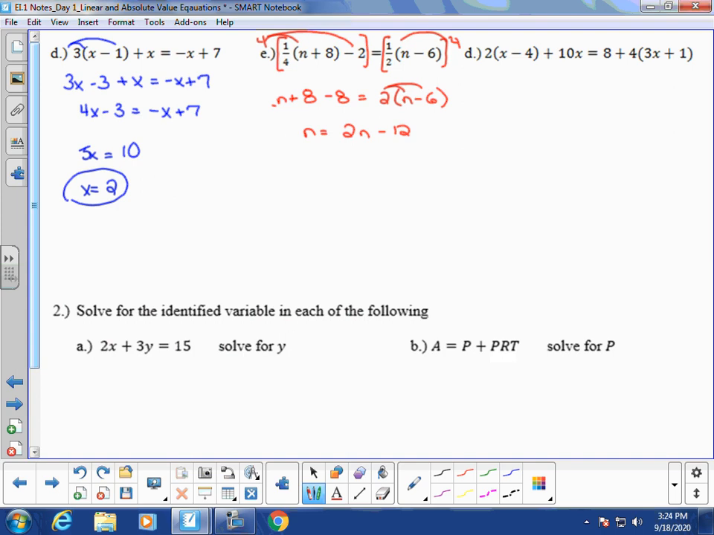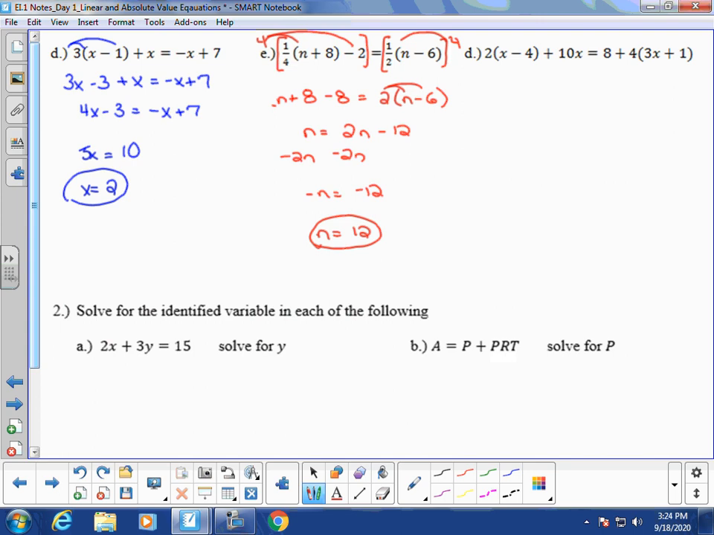Now I want to move my constants and my variables again to get them on different sides. So I'm going to subtract 2n from both sides. It's going to give me a negative n equal to negative 12. And then I'm going to divide both sides by negative 1. So I'd end up with n equal to positive 12.